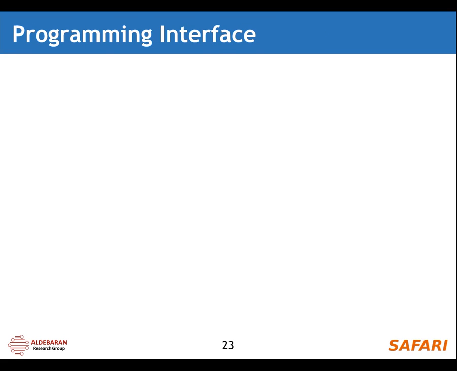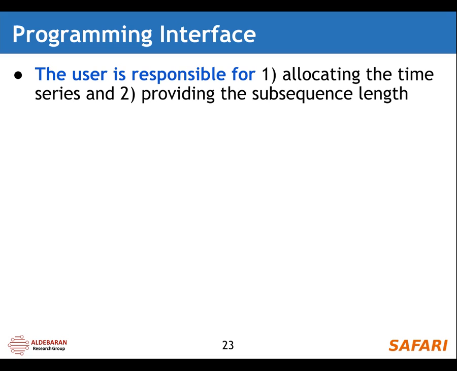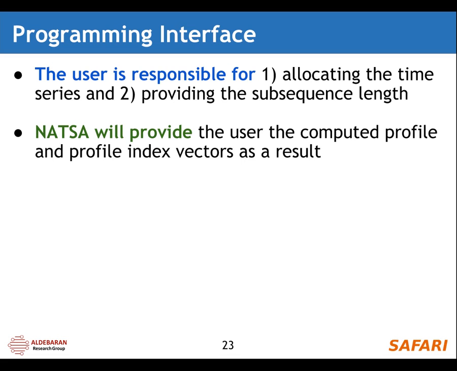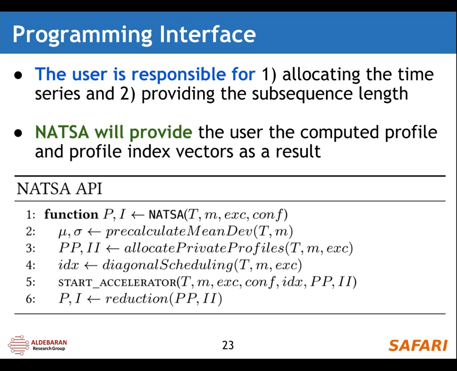We provide the user an interface to invoke NATSA. The user is responsible for allocating the time series and providing the subsequence length. At NATSA, we provide the user the computed profile and profile index vectors as a result. Here you can see the NATSA API with the NATSA function. It precalculates the statistics, allocates the private profiles, calculates the diagonal scheduling, starts the accelerator, and performs the final reduction.